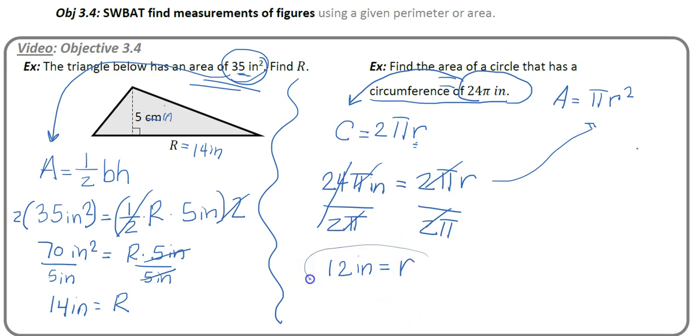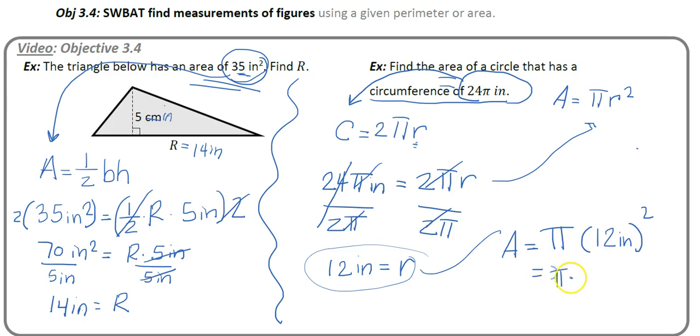Great. So now I can use that in area. Area equals pi times the radius squared. Pi times 12 inches squared is 144 pi inches squared. So the area is going to be 144 pi inches squared.